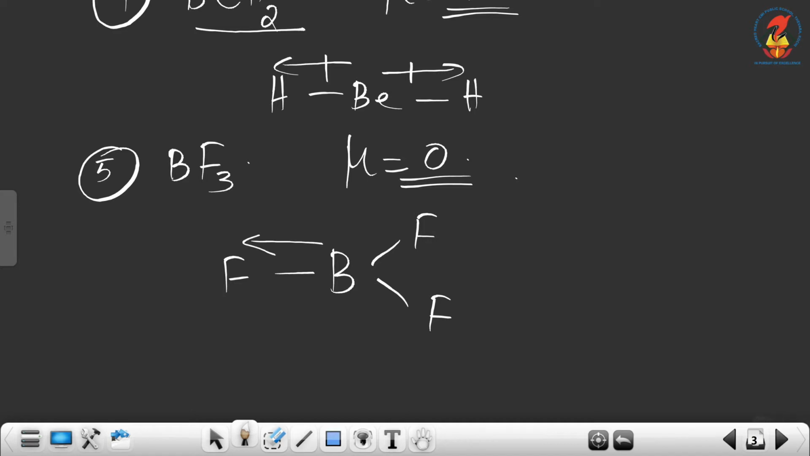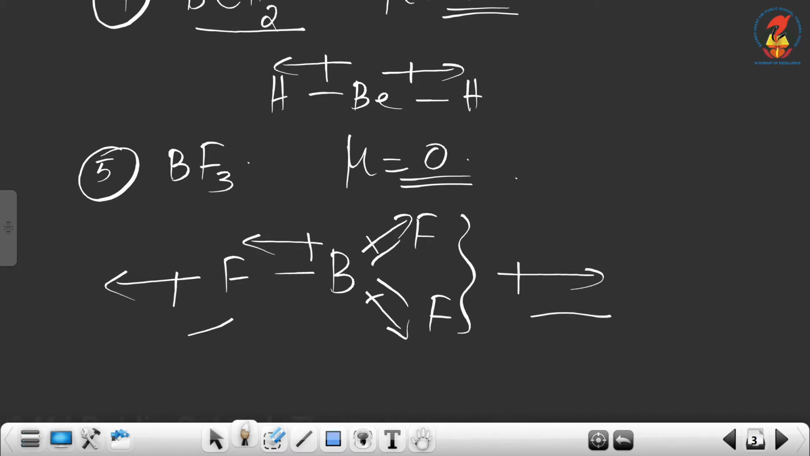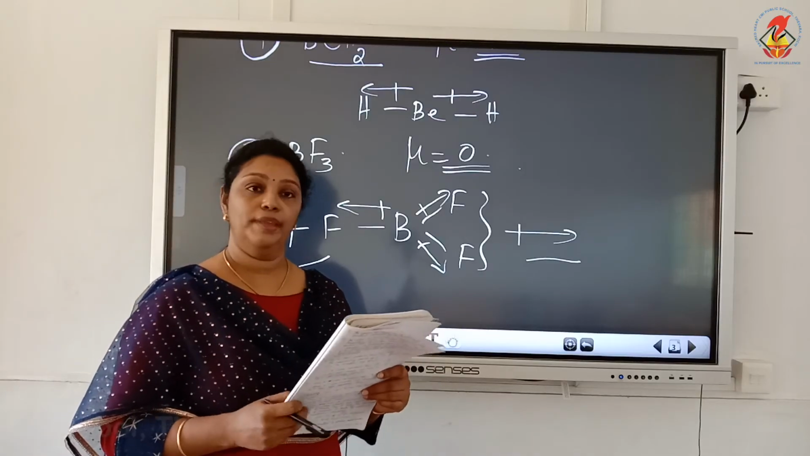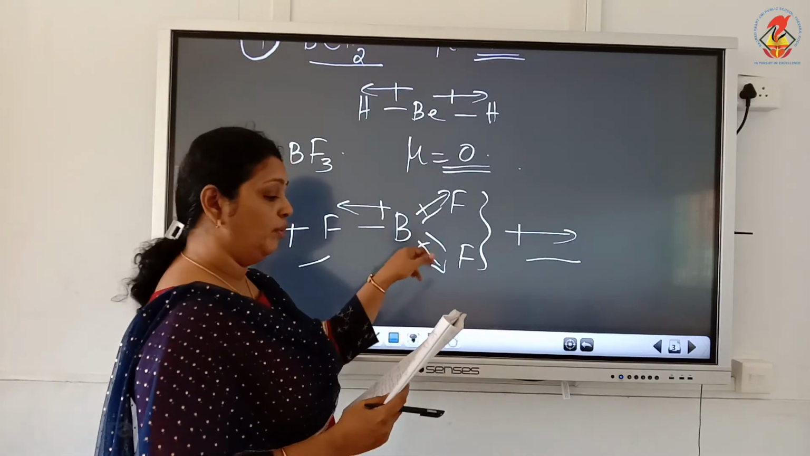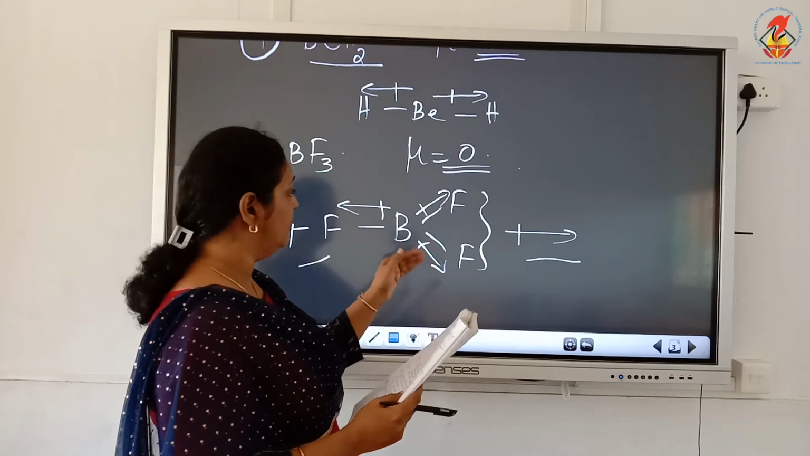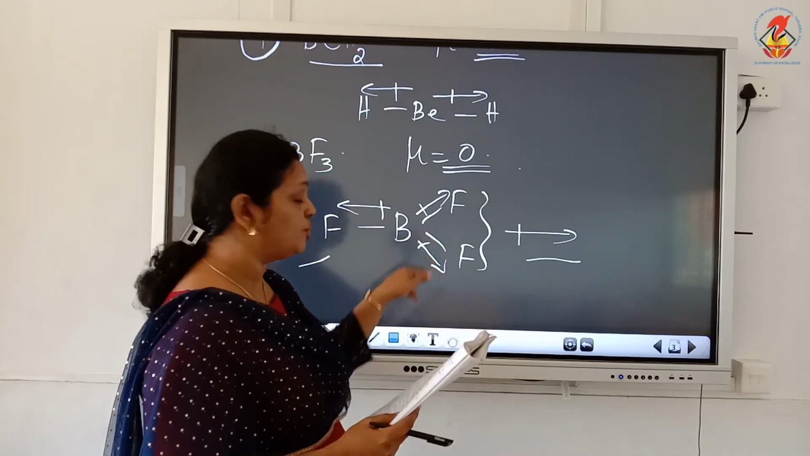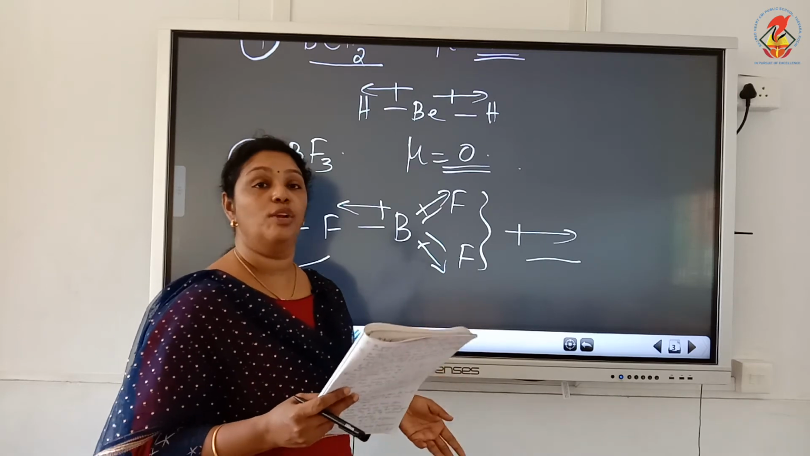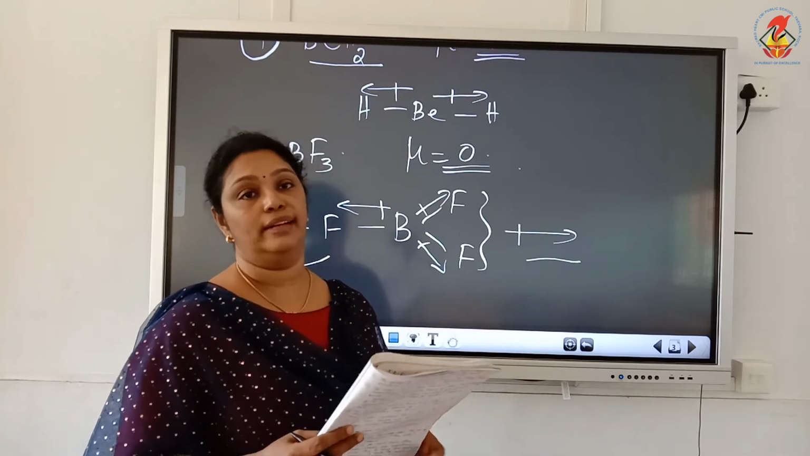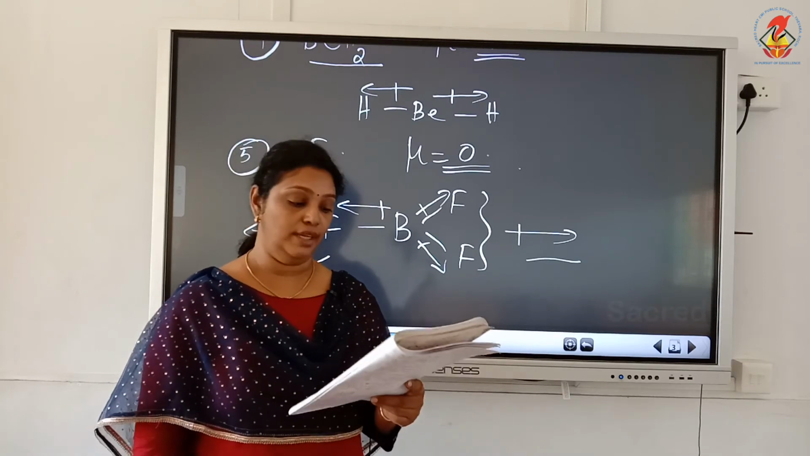Here fluorine is more electronegative, so the bond dipole is in this direction, this in this direction and this in this direction. Now the resultant of these two bonds will be in this direction and this B-F will be in the opposite direction. So you can see this plus this, the dipole moment value will be 0. Okay, that is, the two equal bond dipoles, the resultant dipole moment of any two B-F bonds is equal and opposite to the third. So they cancel each other and the dipole moment value will be equal to 0.